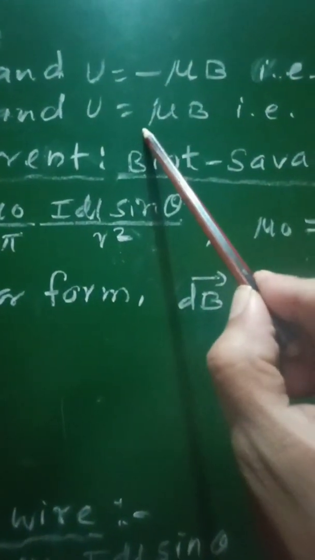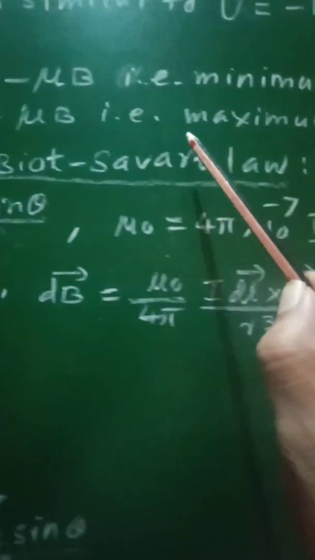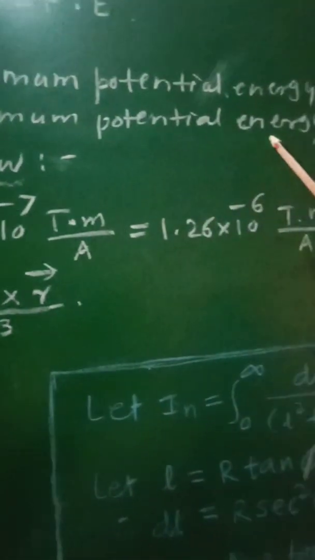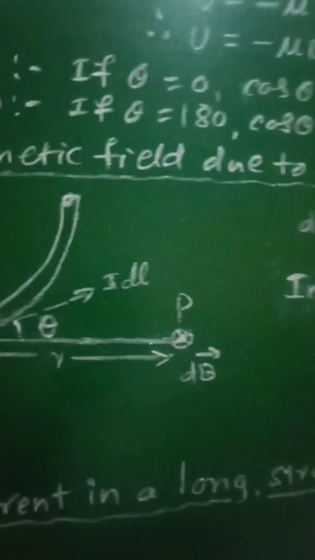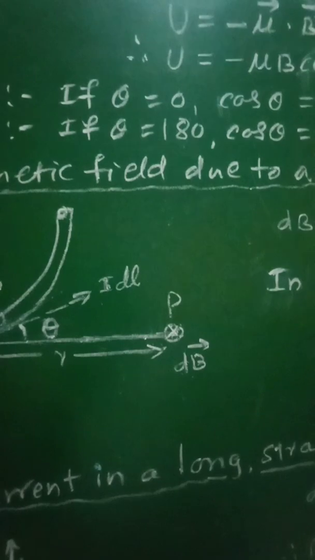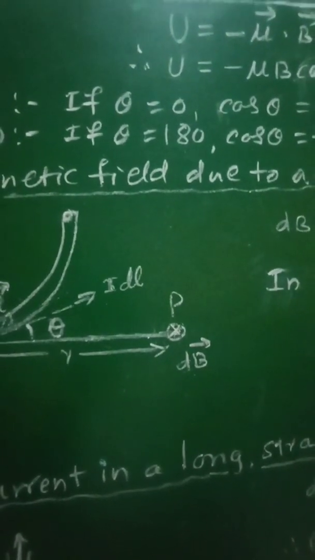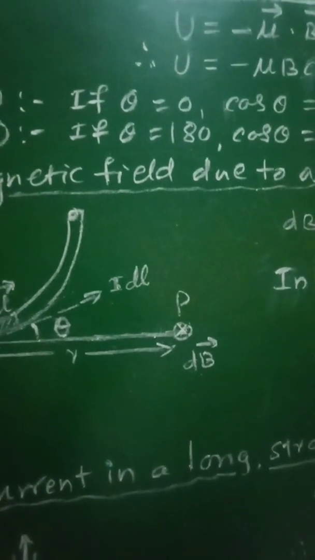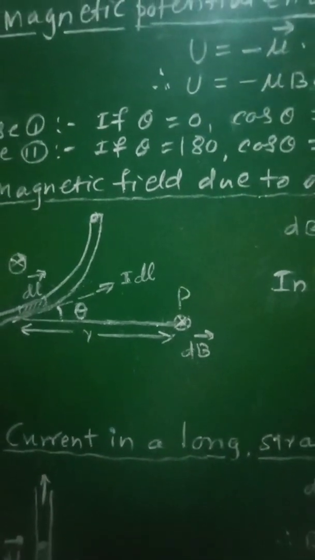As it is plus sign here, therefore this potential energy will be maximum potential energy, and therefore from this it is clear that if mu and B are parallel to each other, there will be minimum potential energy, and if mu and B are anti-parallel, there will be maximum potential energy.